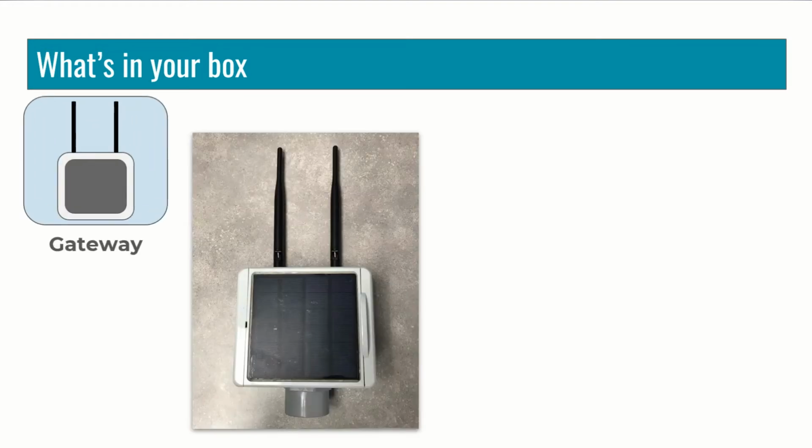Let's take a look at the hardware that makes up the system. We'll start with the gateway. The gateway can be distinguished by the two antennas at the top of the enclosure. On the door of the enclosure is the solar panel that charges the battery.